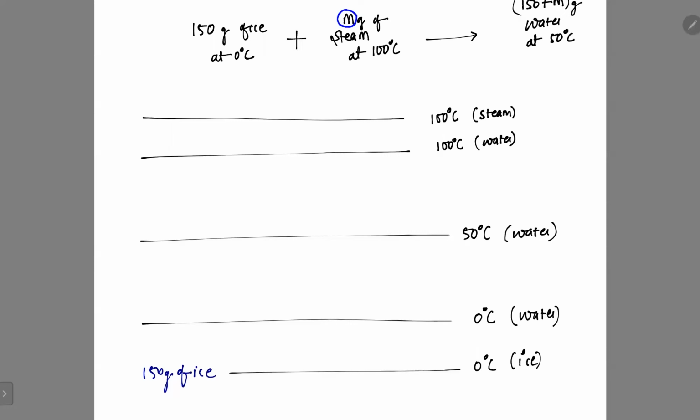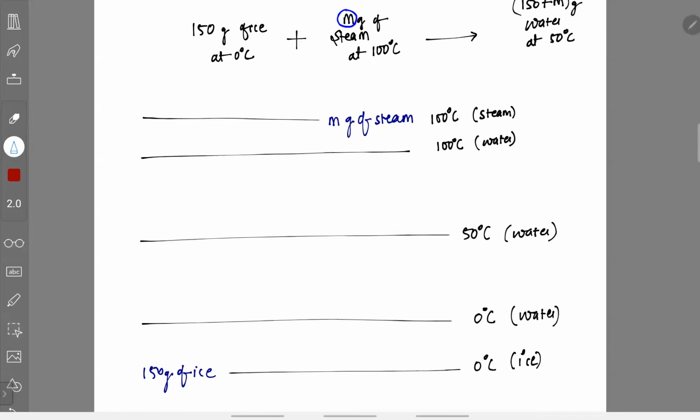Yes, sir. Because it is ice. Clear? M gram of steam is at 100 degrees Celsius. So don't you think I should be putting M gram of steam here at 100 degrees Celsius? Yes or no? Beautiful.